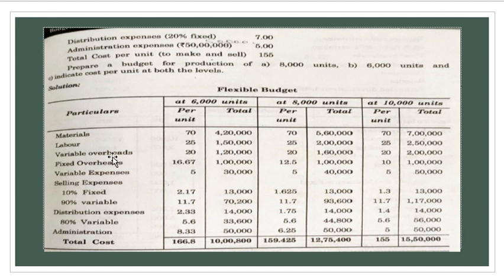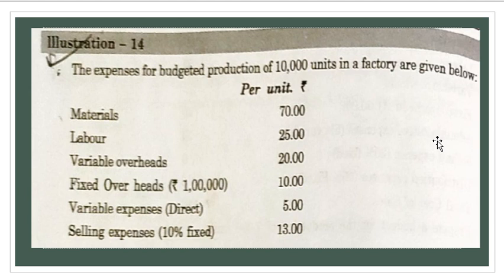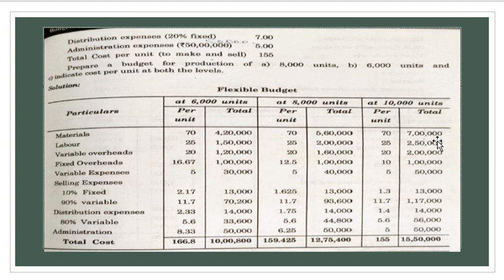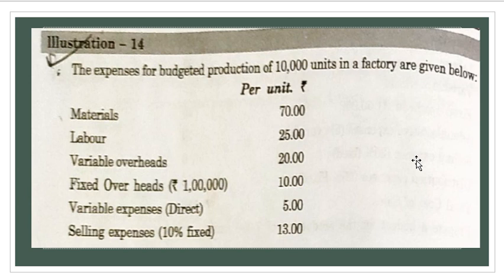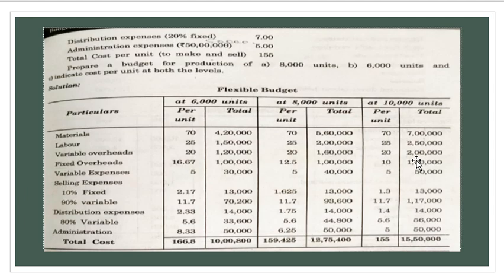So now materials for 10,000 units, the cost per unit as per the question is 70. How many units are produced? 10,000. So 10,000 into 70 will give us 7 lakh. Then labor, which is 25. So 25 into 10,000 will give us 2 lakh 50,000. Then variable overheads, which is 20. So 20 into 10,000 will give us 2 lakh.